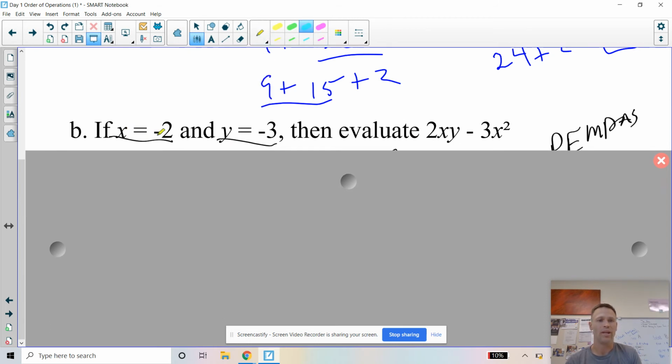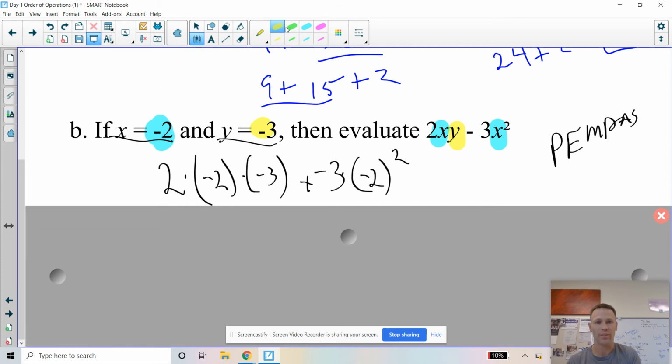Okay, so if x is equal to -2 and y is equal to -3, I'm supposed to substitute those values here, here, and here, right? So substituting looks like this. The -2 went here and here in that expression, and the -3 went here. Notice I used parentheses because I had to, or it would mess me up right there.